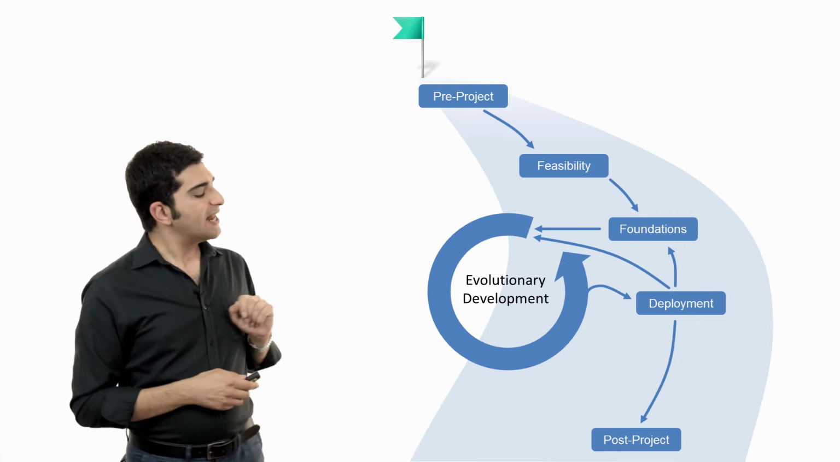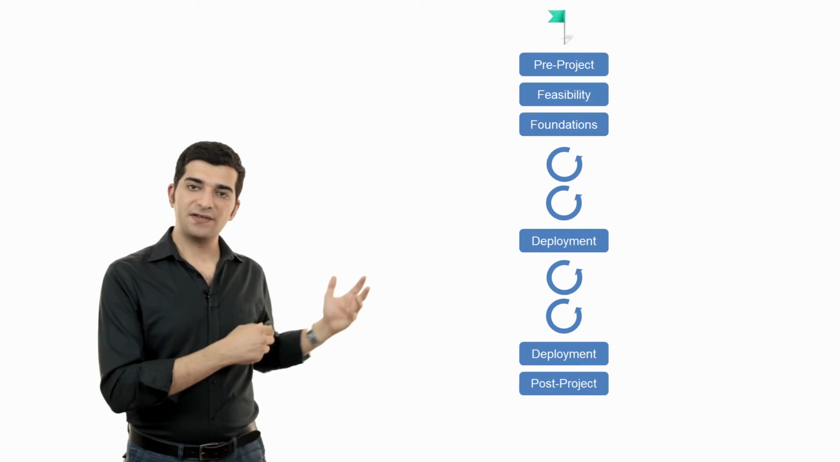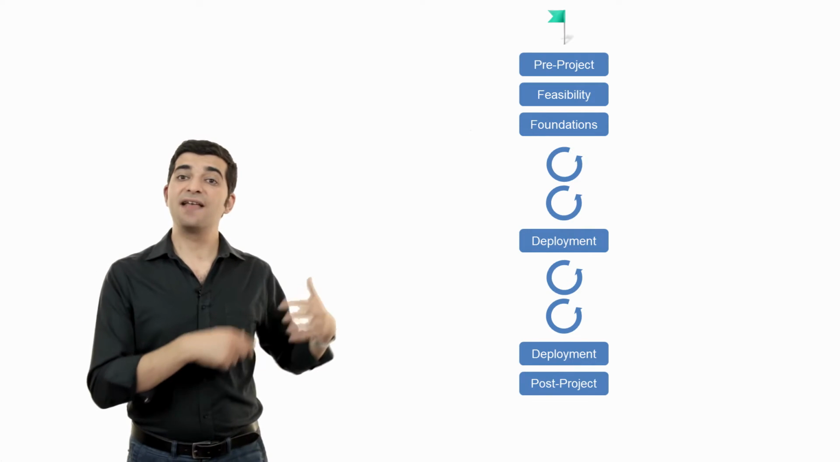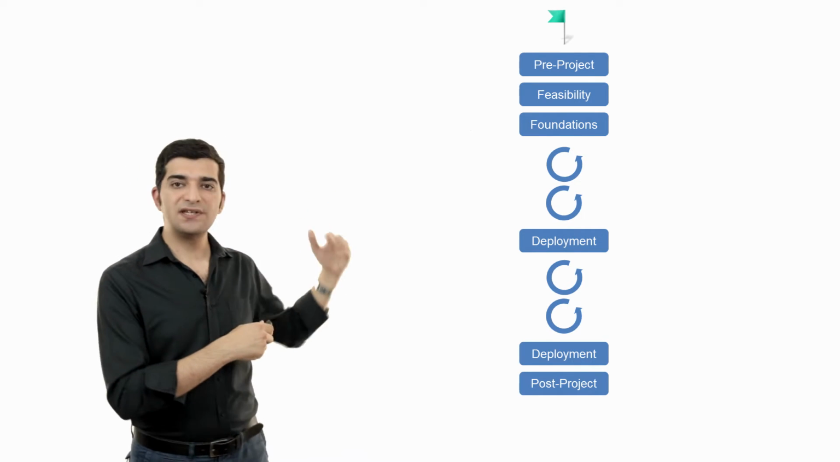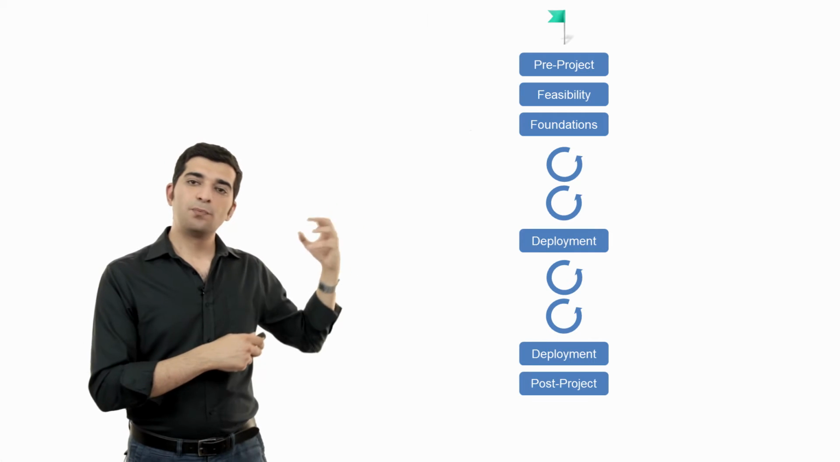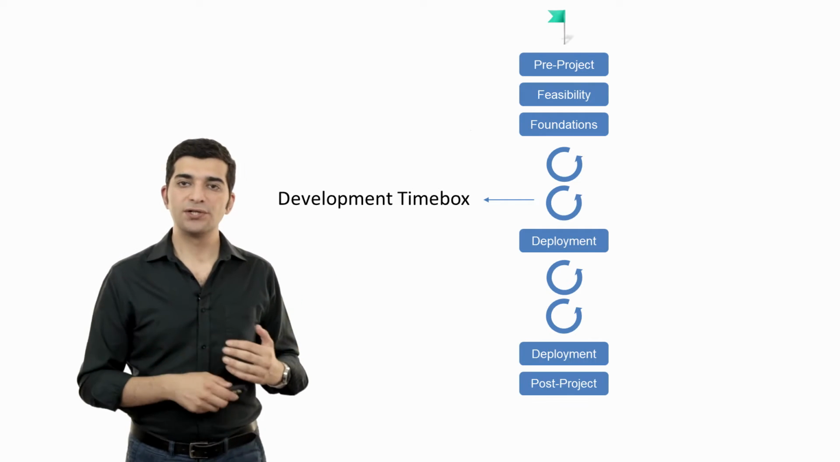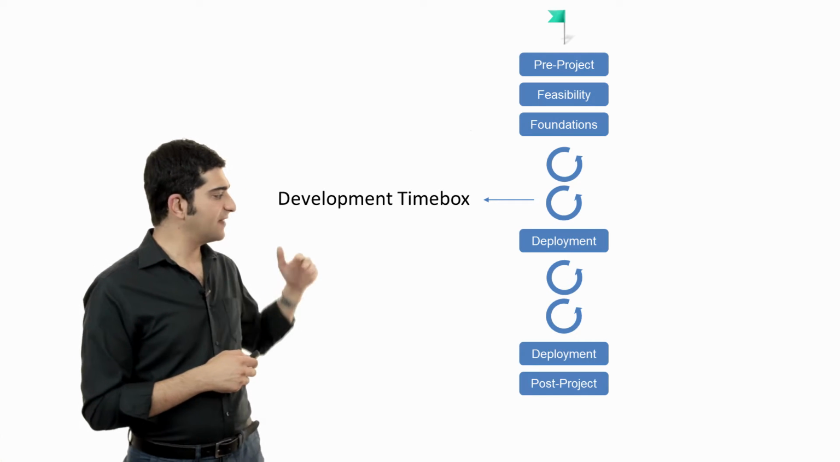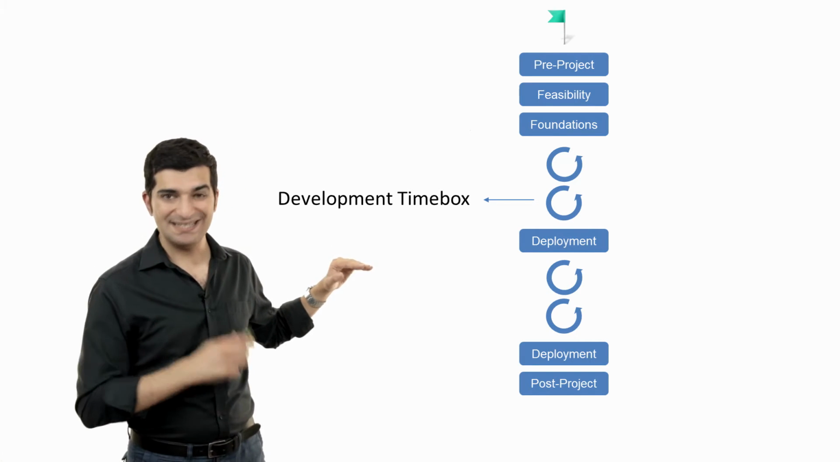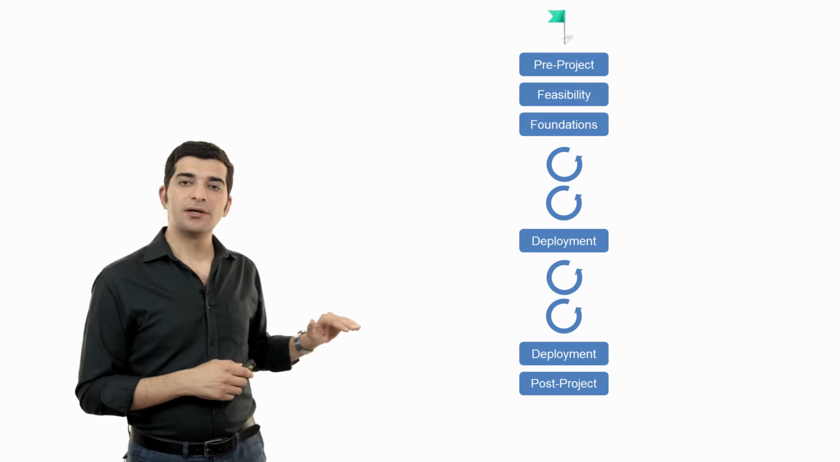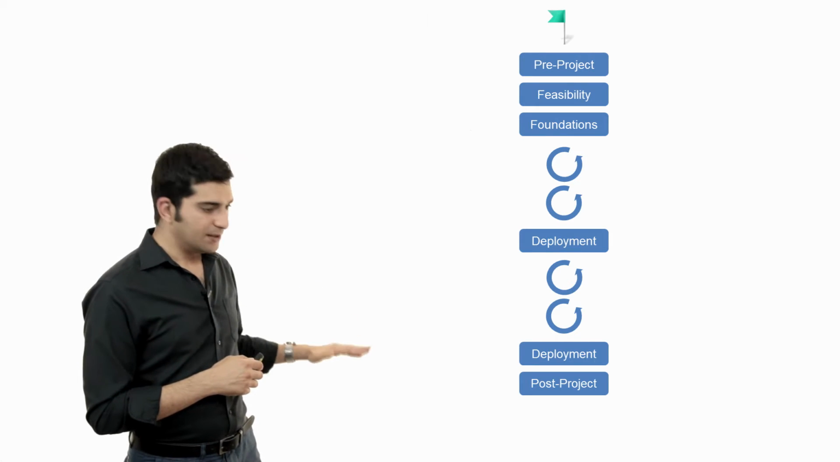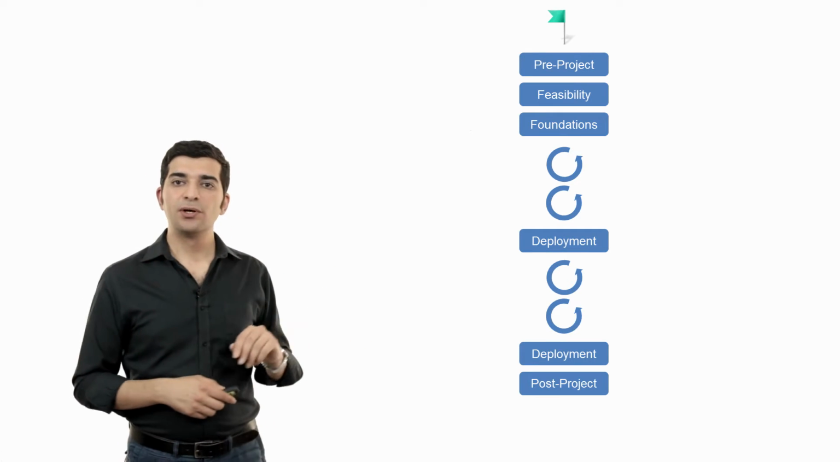For example, we can have a pre-project followed by a feasibility and a foundations, and then we can have two different development time boxes when we use the evolutionary development. And then deploy once, release, have two other cycles, and then deploy again and go to the post-project.